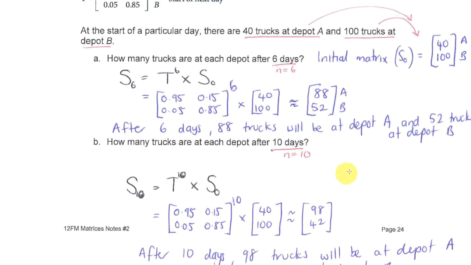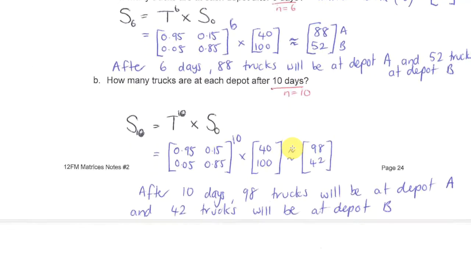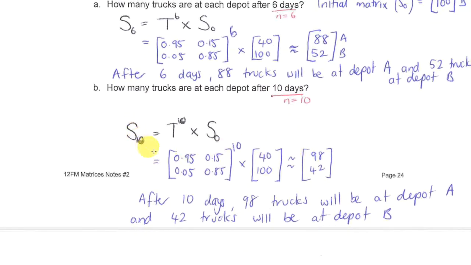B, how many trucks are there at each of the depots after 10 days? So this time we're after S10. And I've got my S0 that's been given to us, so 40 and 100. And obviously I'm going to get the transition matrix and raise it to the power of 10 because that figure and that figure need to add to get this. So that's why it's T to the power of 10. And you can see that there are 98 trucks that start at depot A and 42 trucks that will start at depot B.